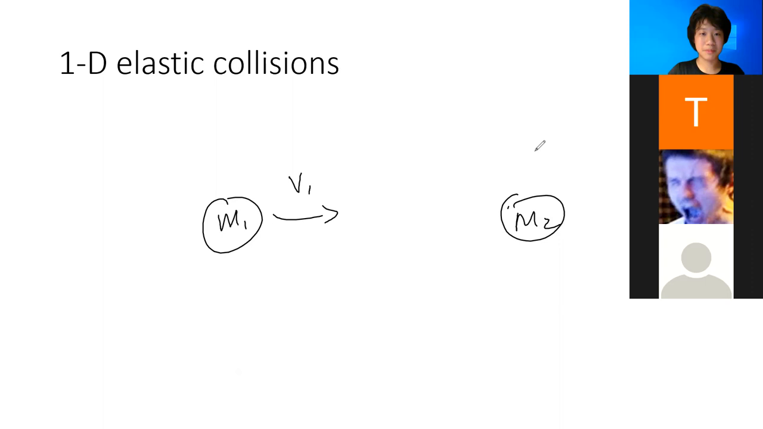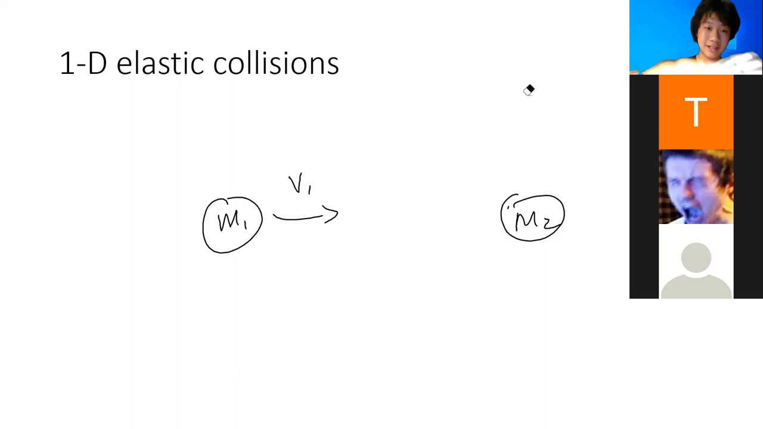Of course, you could use the conservation of momentum along with V1 prime minus V2 prime equals V2 minus V1. You could swap like that. You could use that, but there's a shortcut, two shortcut equations you can use for this certain type of scenario. This only works if the second mass is at rest before the collision.